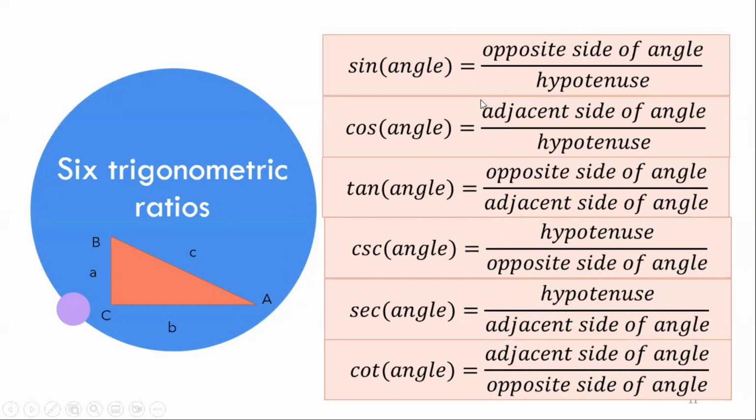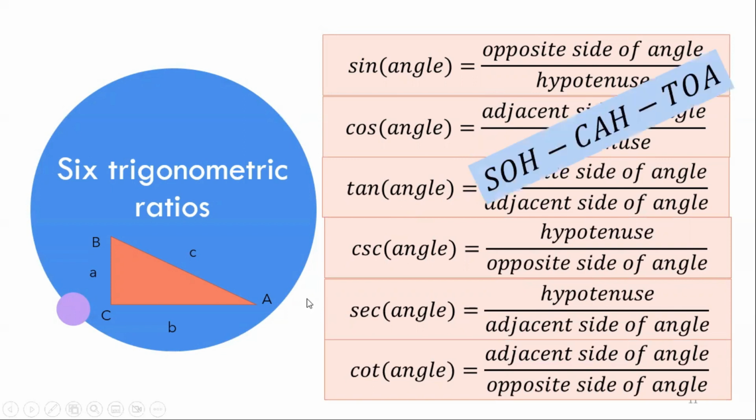So the first three, sine, cosine, and tangent, to help you remember, there is a shortcut. SOHCAHTOA. So what is SOHCAHTOA? S represents sine, O represents opposite side, and H represents hypotenuse. C here represents cosine, A is adjacent, and H is hypotenuse. T represents tangent, O represents opposite side, and A is the adjacent side. So that's the first three, sine, cosine, and tangent.